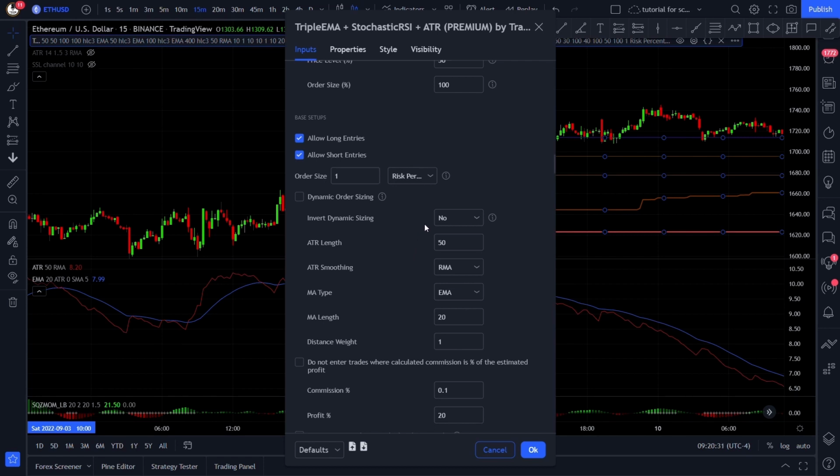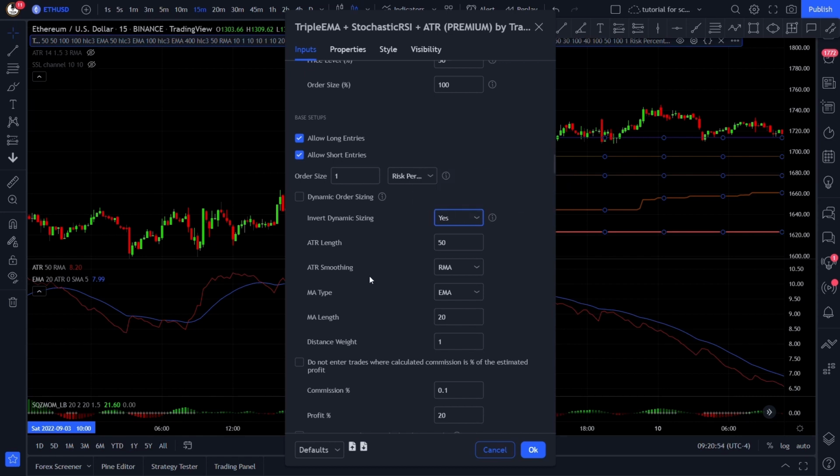On the top of this section you can also find a field named Invert Dynamic Sizing. If this is set to no, then the dynamic order sizing will work the way I just described. If it is set to yes, then it will work exactly the opposite way. So when the ATR value is above the EMA, the position size will increase, and when the ATR is below the EMA, the position size will decrease.